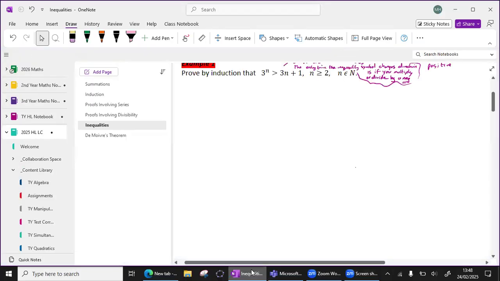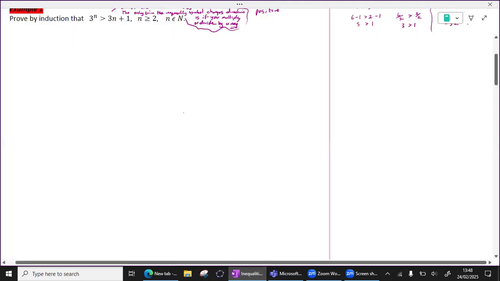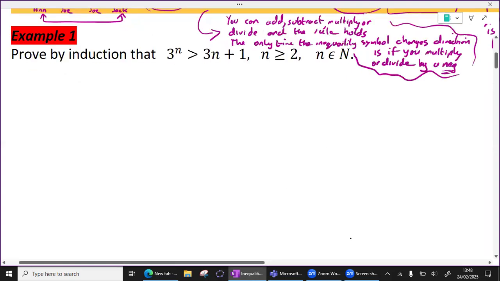Okay, so this is our first example of induction involving inequalities. The good news is we follow the same steps. So we begin by writing Pn, and then this is just us literally repeating the question. So just rewriting the question.